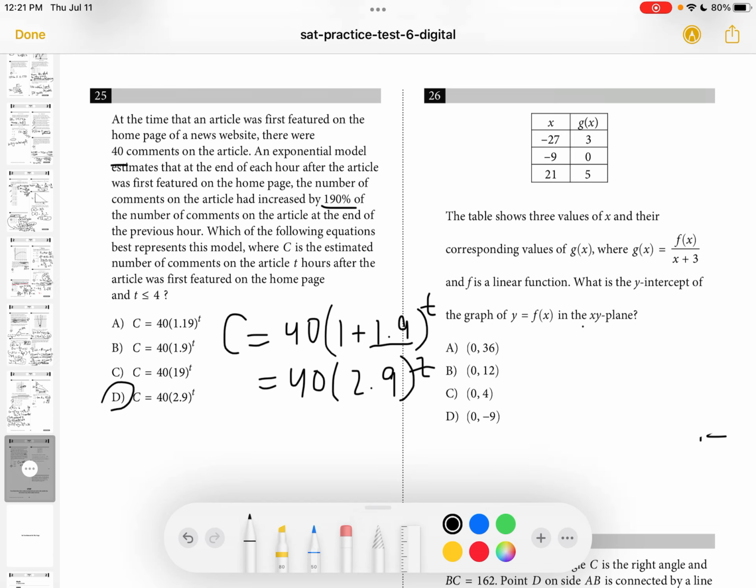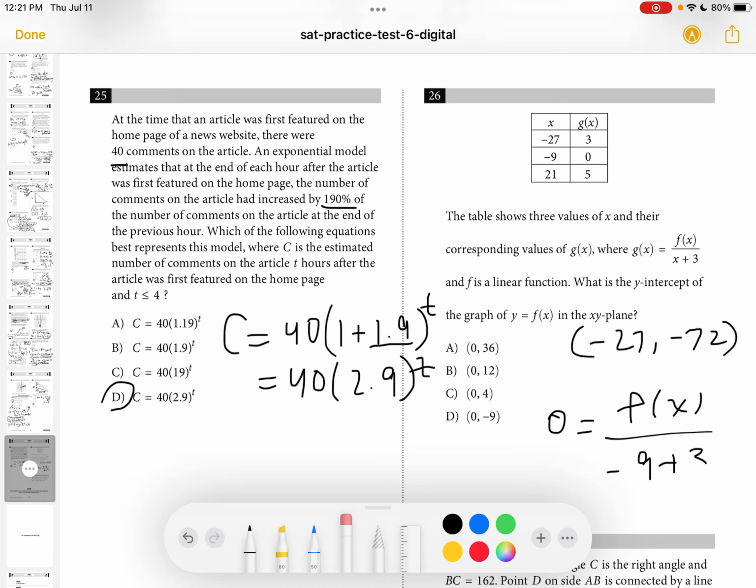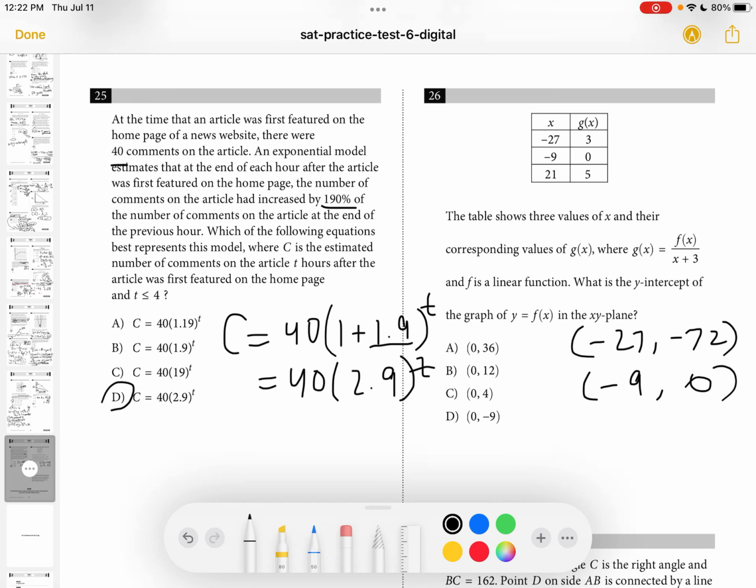So when x is negative 27, f of x is negative 72. And we're going to do the same thing for everything else. Okay, so 0 equals f of x over negative 9 plus 3. So f of x is equal to 0. So when x is negative 9, we're at 0. And this is all we need, 2 points. And we can find the slope. And then the y-intercept as well.